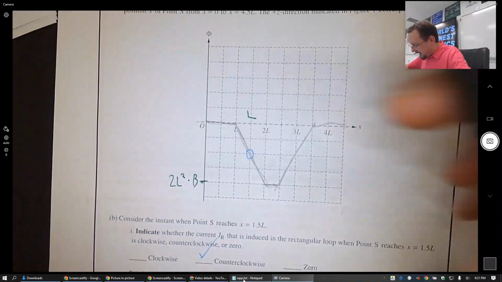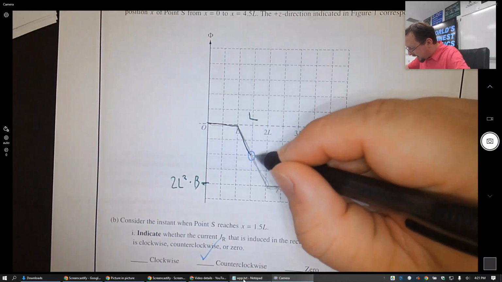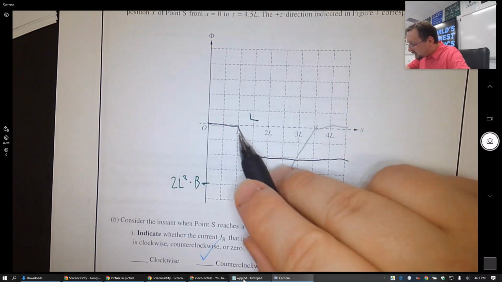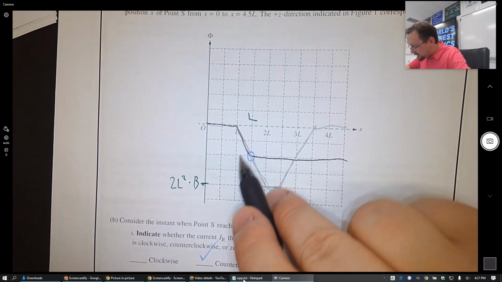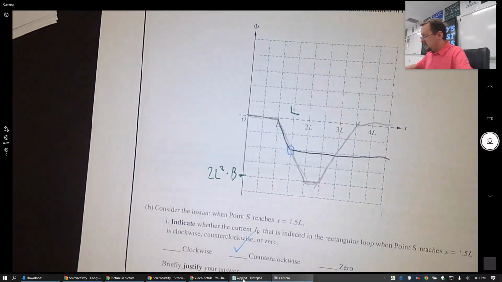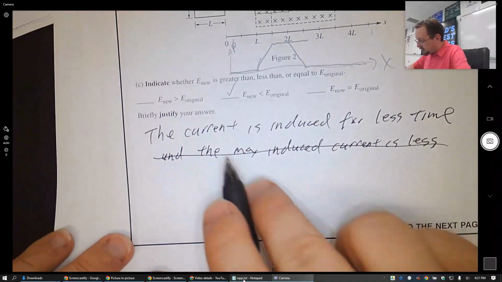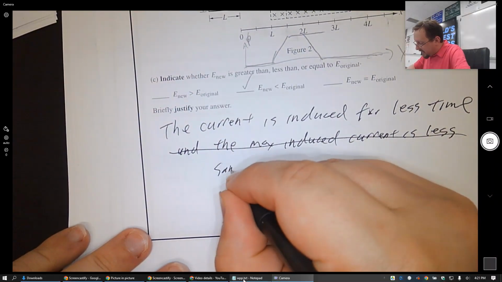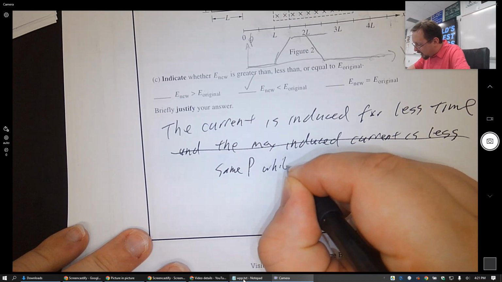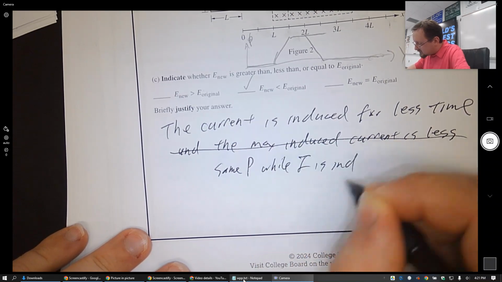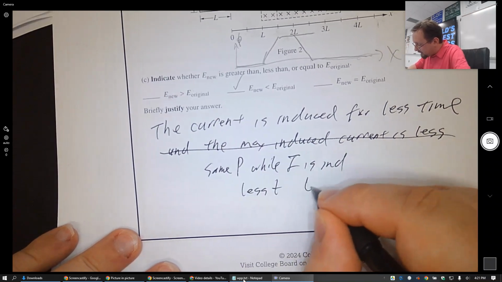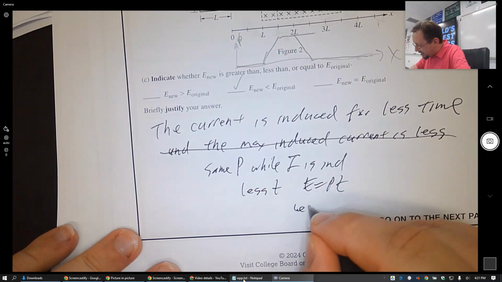So it's actually going to be like the same shape here, except now it's going to flatten out forever, right? So you get the same current, but for less time. Okay, so your current is induced for less time. So same power while the current is induced, but less time. Energy equals power times time, less energy.